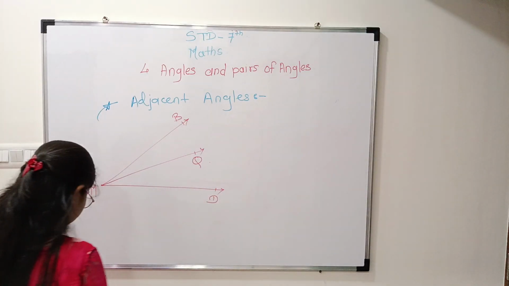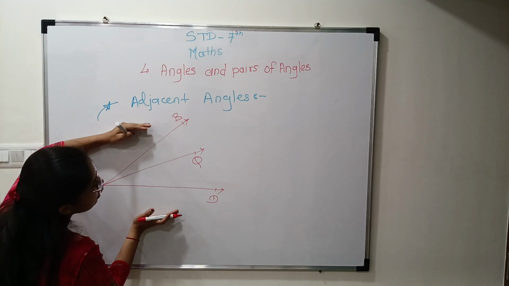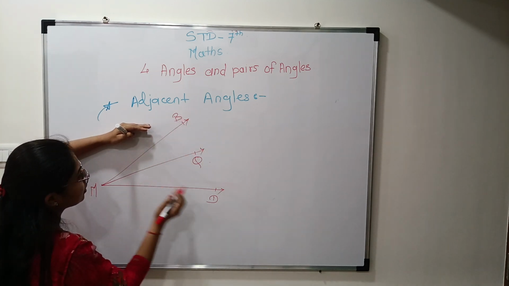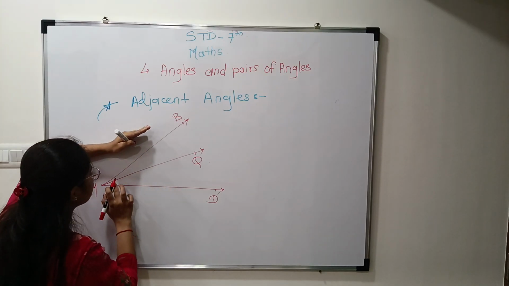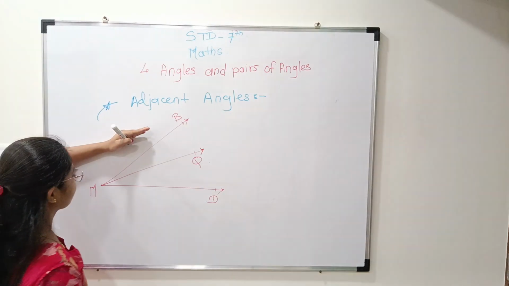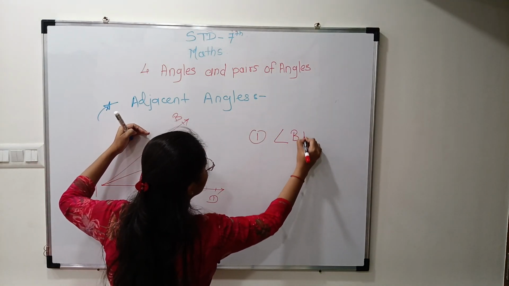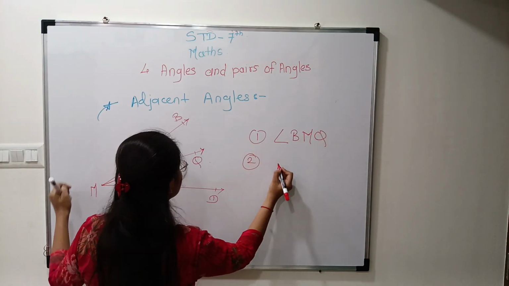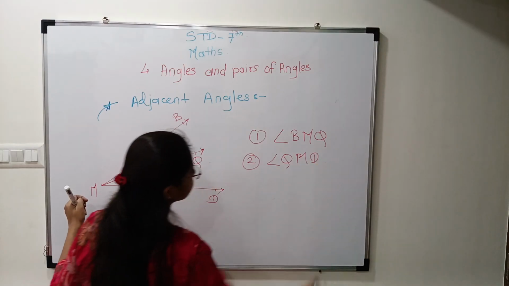Suppose I say here we will make 2 separate angles from this one angle. See, this one angle BMD and we will make 2 angles from this one angle. We will divide this angle by ray MQ. Now the first angle is angle BMQ and the second angle is angle QMD.